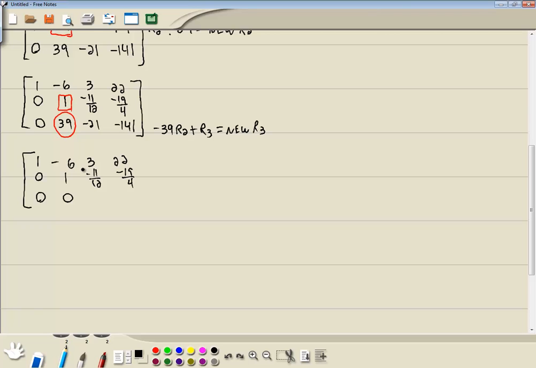And then I'll do math, enter, and I get 59/4. Now what I'm plugging in my calculator at that point is I did -39 times this -11/2, and then I add this number plus the -21, and that's how I got this 59/4. Okay, now I'm going to take -39 times -19/4 and add -141.